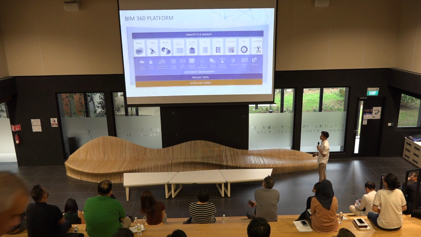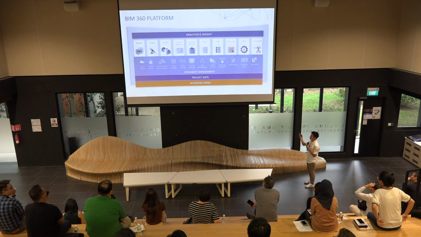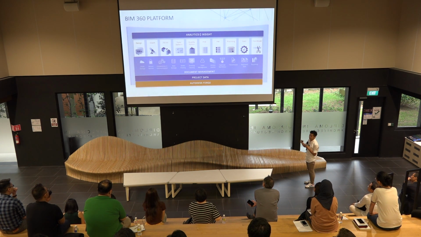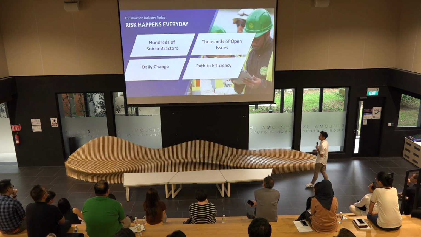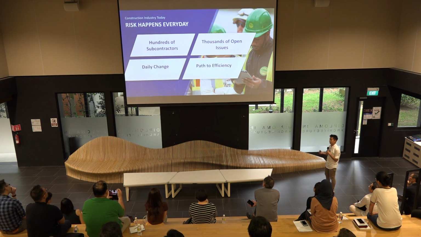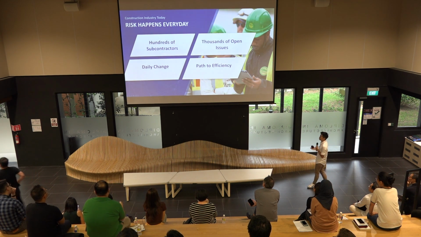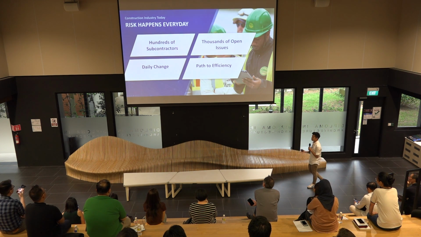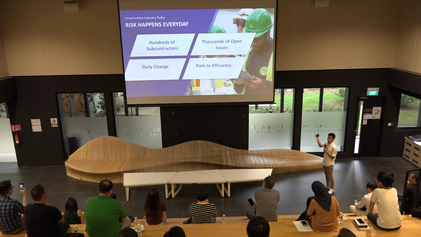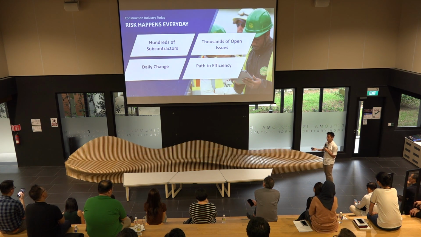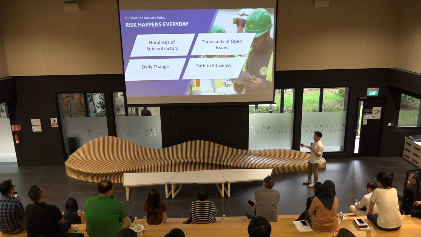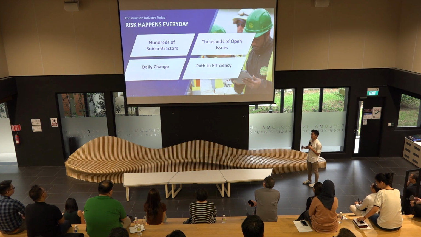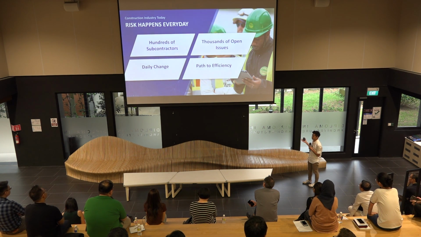The reason why we have these two here is because the system will start to pick up whatever data you key into the system to do prediction and analytics. Now, this is the risk that happens every day. It's not the entire project, but every day you will have issues, hundreds of subcontractors working on site, thousands of issues open every day, or maybe even hundreds. Efficiency is one thing, and there are changes on site almost every day, whether by the client or because of drawing deficiencies and so on.